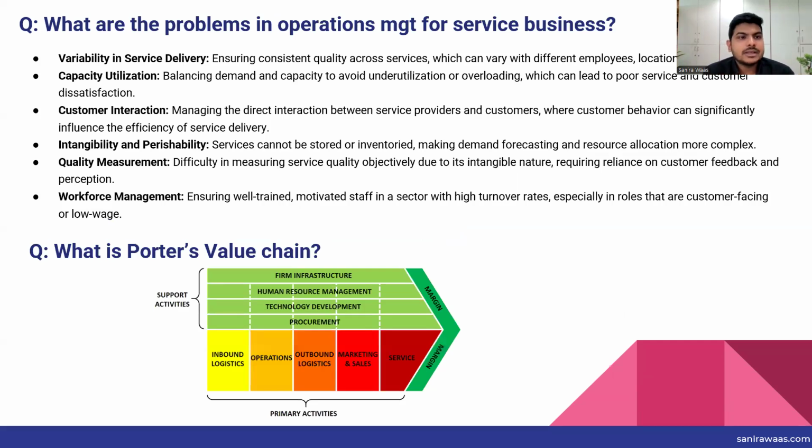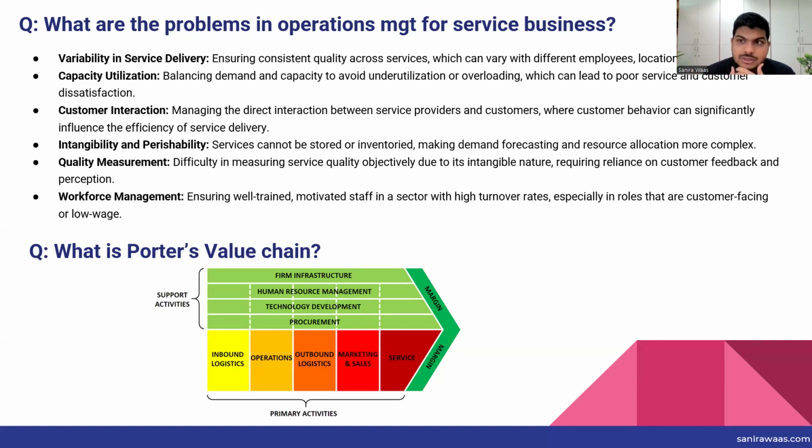So then what are the problems in operations management of a service business? It's not a production, right, business, product business, it's a service business. One of the main things is the variability in service delivery. For example, an education institute. If a lecturer suddenly doesn't come, if the sir doesn't come, it's very hard to replace with someone else. Why? It's variable, right?